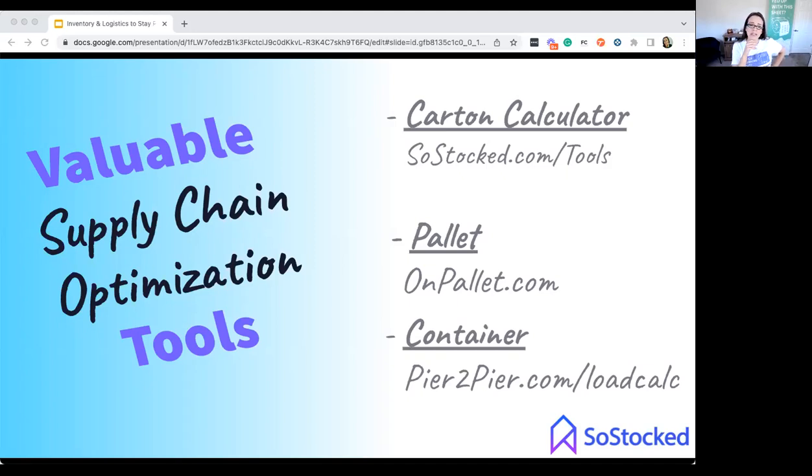Another free tool is called onpallet.com, which takes your existing cartons and builds out your perfect configuration for those existing cartons. Then you have container optimization, a site called peertopeer.com/load-calc, and that will be a tool to help you optimize your containers. You can put various different carton sizes in there and it will do that calculation for you.